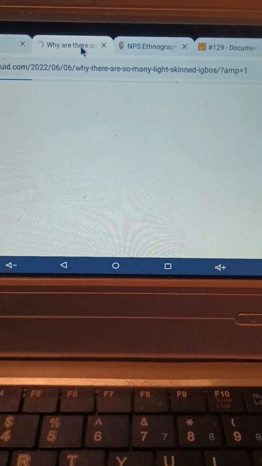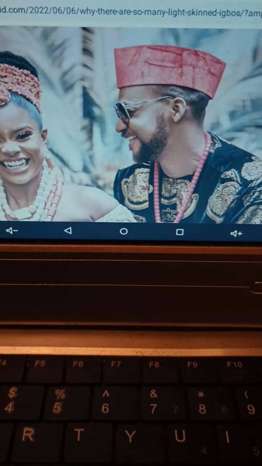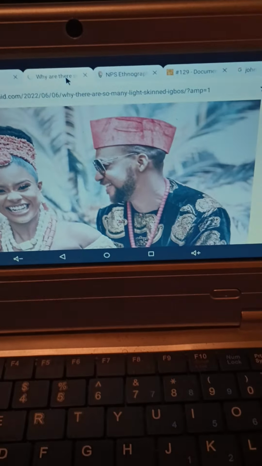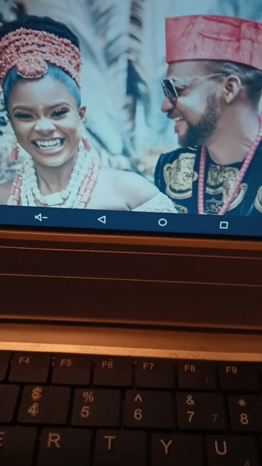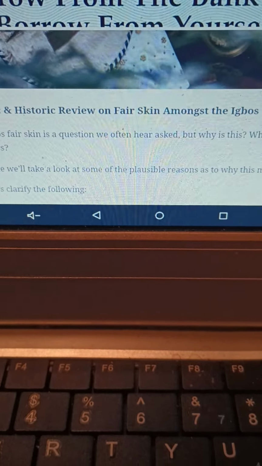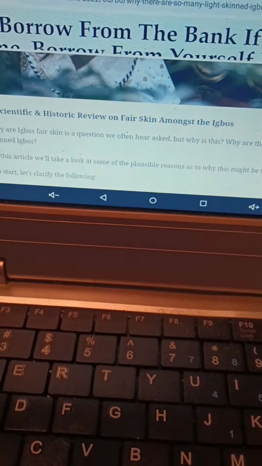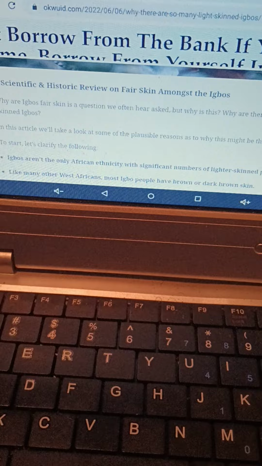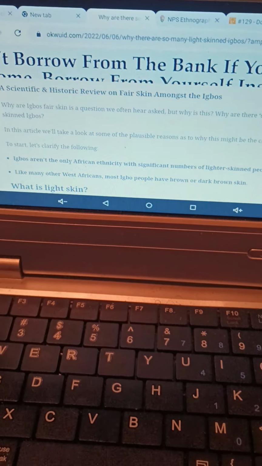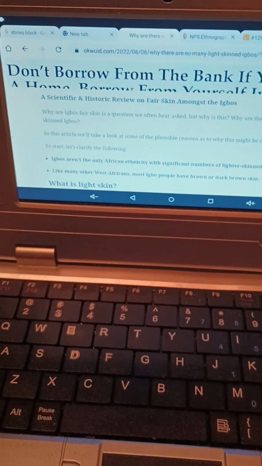Someone asked, why are there so many light-skinned Igbos? And then they go on to try to explain why they think there are. It says, a scientific and historic review on fair skin amongst the Igbos. Why are Igbos fair skin is a question we often hear asked. But why is this? Why are there so many fair skin Igbos?